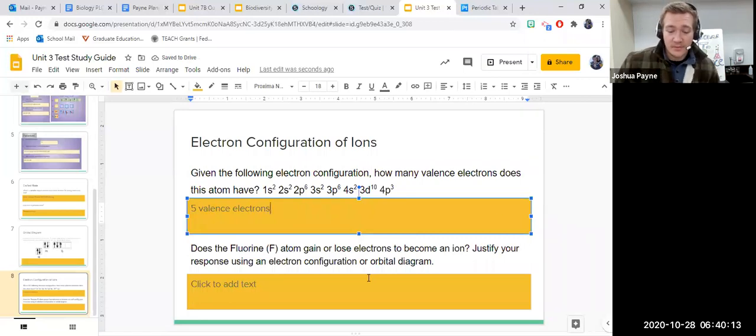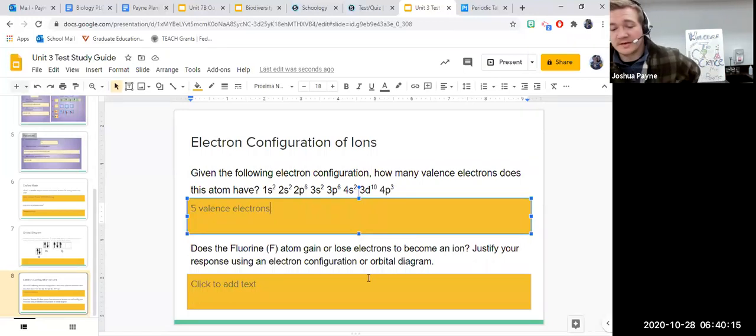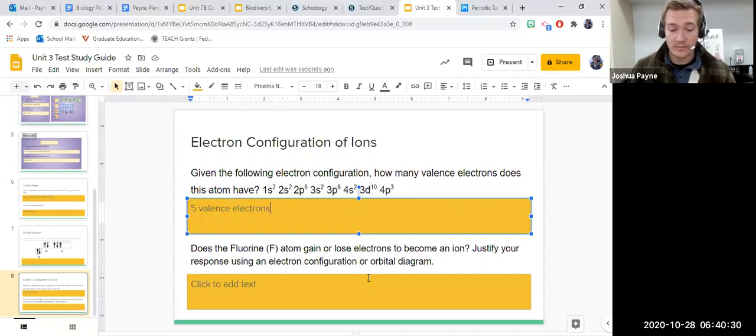All right, next, does the fluorine atom gain or lose electrons to become an ion? Justify your response using the electron configuration or orbital diagram. So this is an important question for the test. You guys will need to use your camera or your video, your audio, and record yourself explaining this answer. So what we're looking for is fluorine is going to gain an electron, right?